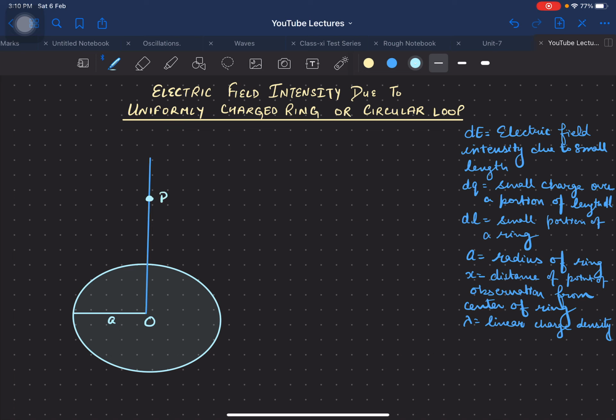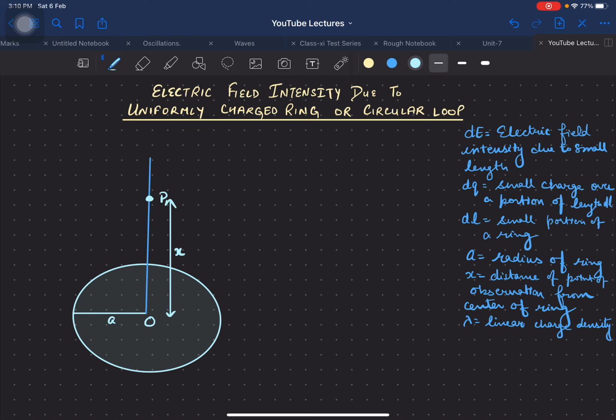Here is a point P of observation at which we want to calculate the value of electric field intensity due to this charged ring. So let us say this point P is lying at distance x from the center of the ring.